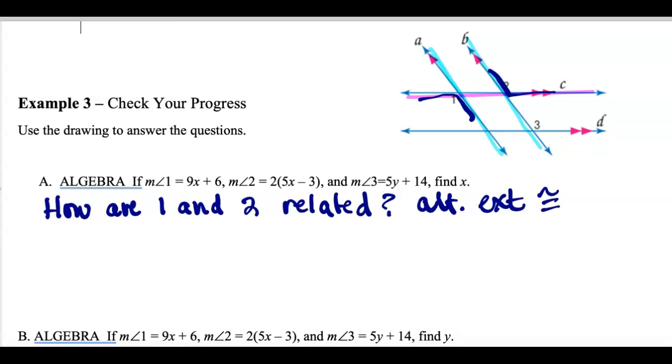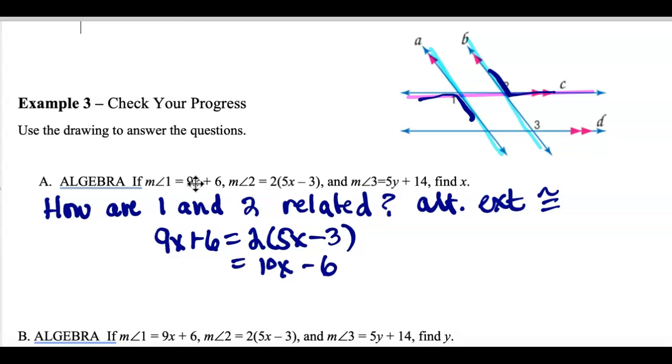So the first thing I'm going to do is set them equal to each other. Use my distributive property. I would get 10x minus 6 is equal to 9x plus 6. Let's see, I'm going to take the 9x away from both sides. I like to keep it positive, so I'd get an x on this side, add the 6 to both sides, and I get x equals 12. In this case, we're not done quite yet, because in the second part of the question they're going to ask us to figure out the value of y. So press pause.